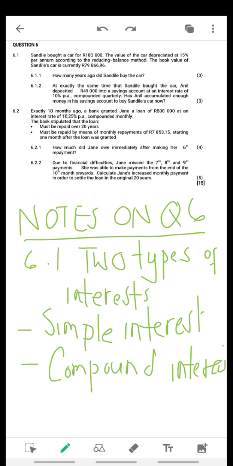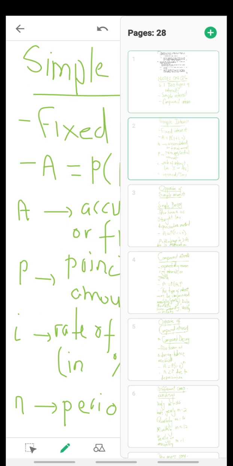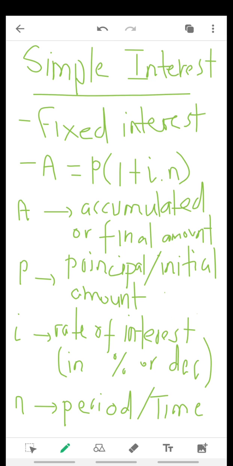So when I look at 6.1, this is a grade 11 problem. Okay. So with 6.1, we've got two types of interest. That's where I want us to start on notes. Two types of interest. We have what we call simple interest and what we call compound interest. Okay. So these are the two types of interest that we dealt with in grade 11. So what is simple interest? This is a fixed interest.